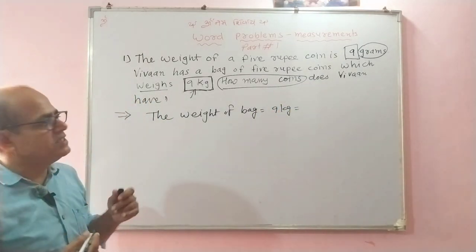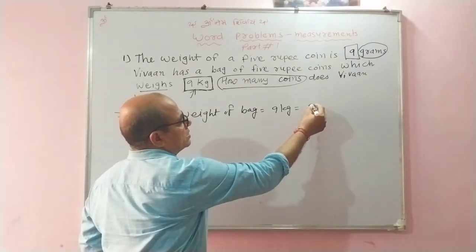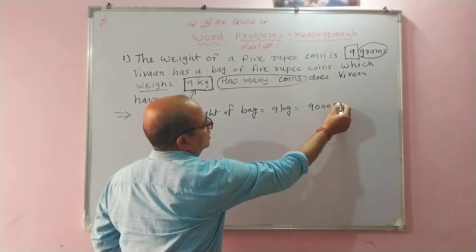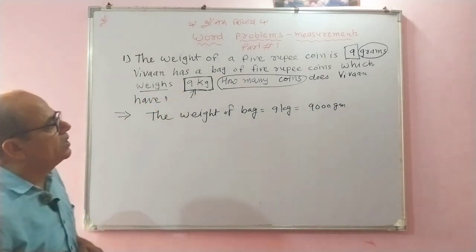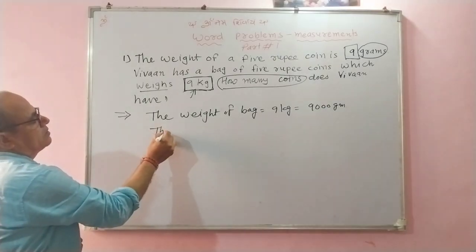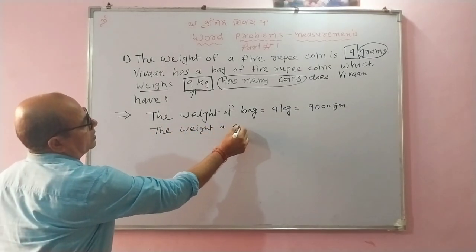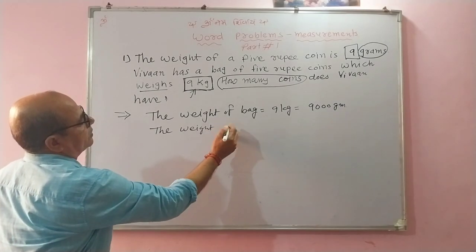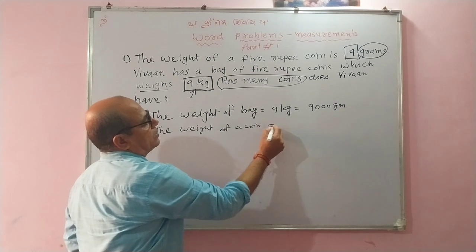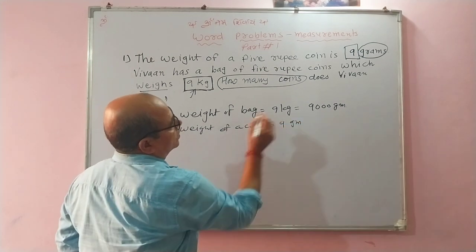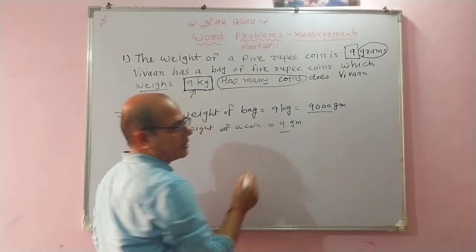So 1 kg is equal to 1000 grams. So 9 kg is equal to 9000 grams. Okay, only gm we can write. Now see, the weight of a coin is equal to 9 grams. Okay, done, both are the same unit now, 9000 grams and 9 grams.